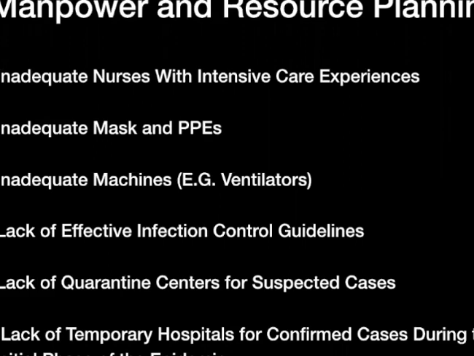Then lack of effective control guidelines. If needed, those should be created or standardized and adapted. This would include standards for isolation room setup, which tends to be forgotten. And then lack of quarantine centers for suspected cases and lack of temporary hospitals for confirmed cases during the initial phase of the pandemic.